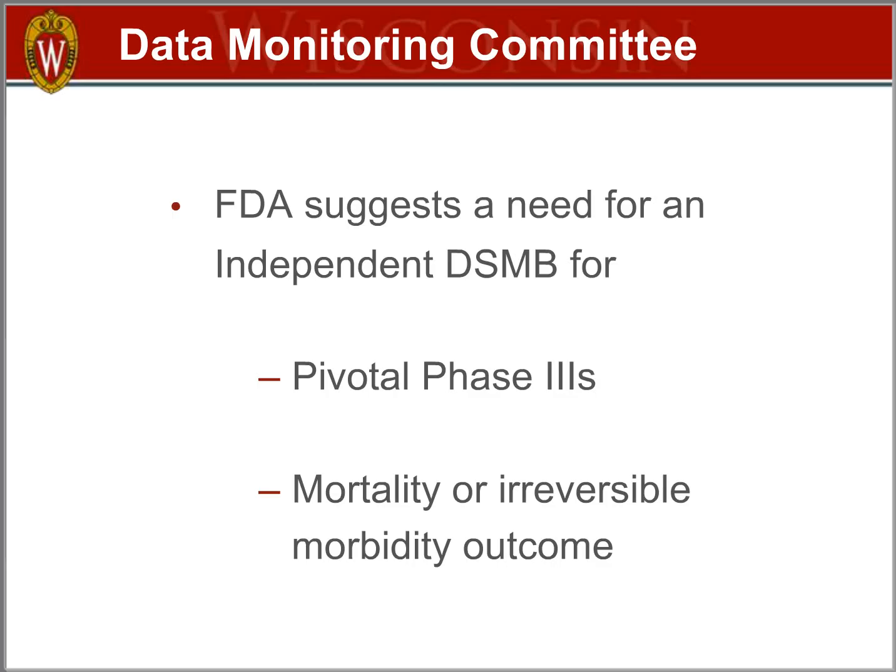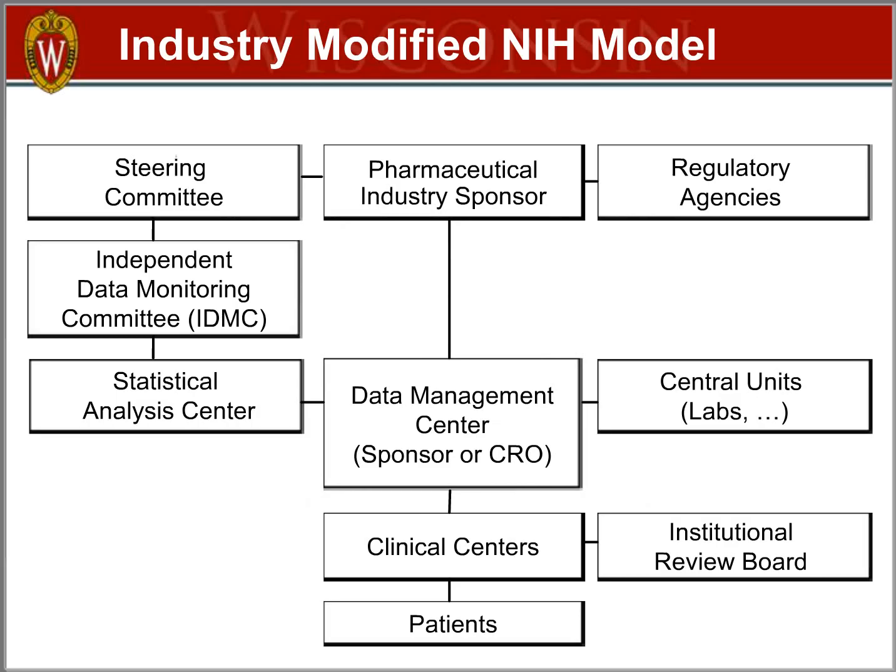The NIH model, as I described earlier, was modified slightly in this figure, to include the regulatory agencies, in addition to the industry sponsor, as well as to divide the coordinating center, where the data used to go and the analysis came from, into two pieces: a data management center, which could be the sponsor itself or some contract research organization or CRO, and an independent statistical center, which provides the analysis both on an interim basis as well as the final analysis.